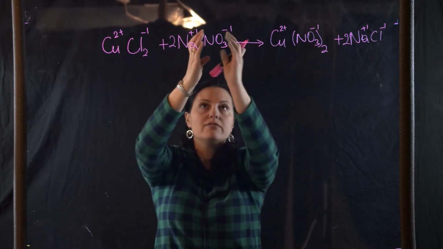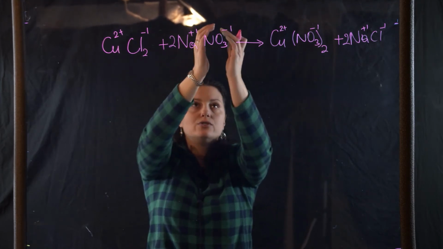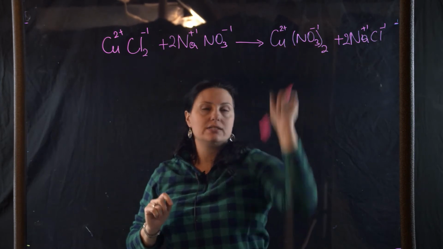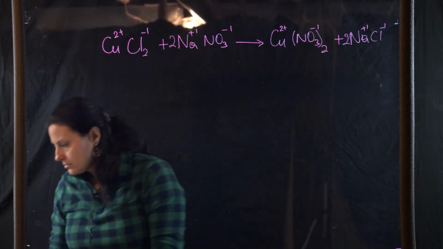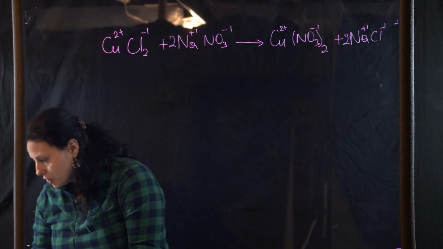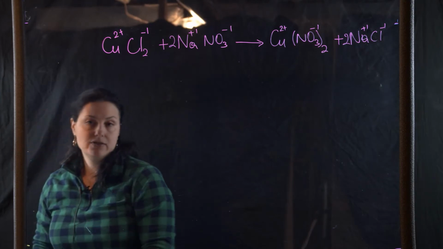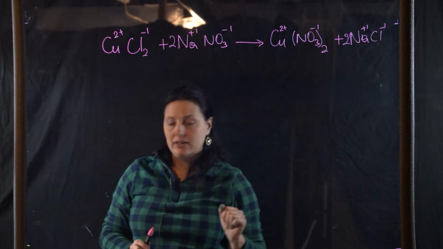I like to think of them as a group. And I also have 2 nitrates here, 2 nitrates there, so I'm balanced. Okay, that's the first step. You always have to make sure that your reactions are balanced.